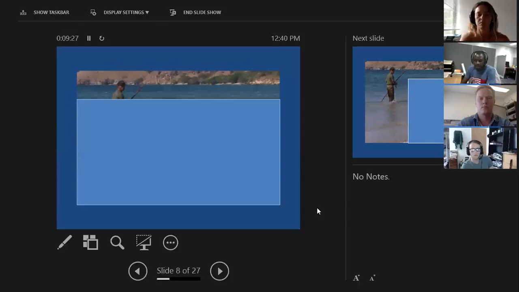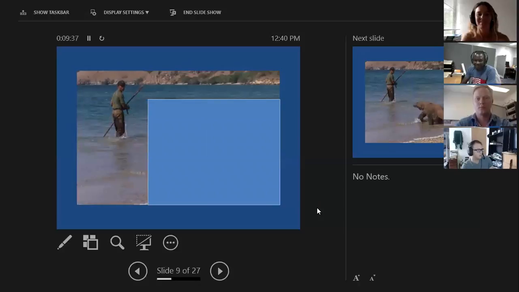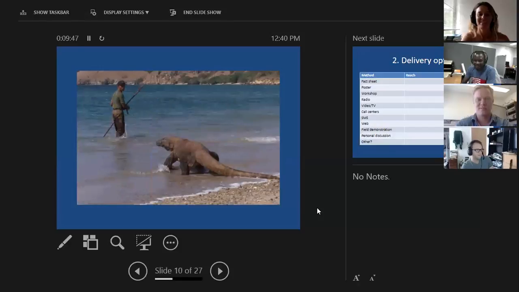Okay, we've got a picture. One of my favourite things to do. This is a picture of I guess somebody fishing. Okay. So yeah, they could be fishing, and the rest of the picture is a crocodile, a shark. You're getting close. Oh my god, no.